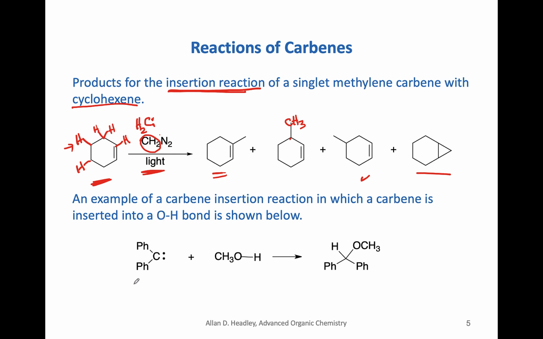Another possibility here is a singlet carbene can insert itself into this OH bond. So notice it's not a CH bond now, but it's an OH bond. As you can see here, here is the O and the H, and here's a carbene that's inserted right into the OH bond. So again, an insertion into a bond, an intermolecular insertion because we have 1 and 2 molecules reacting to form 1 over here.